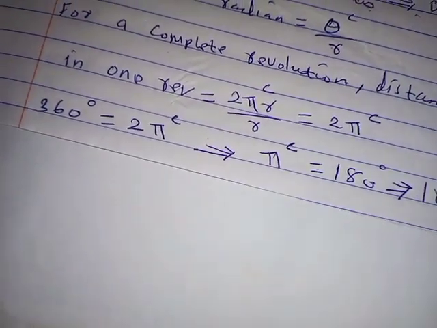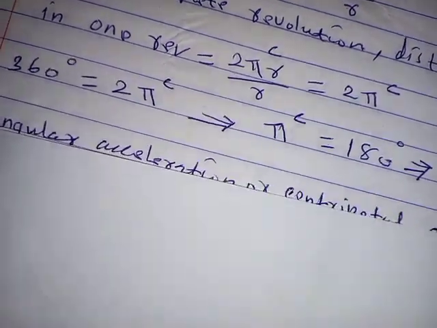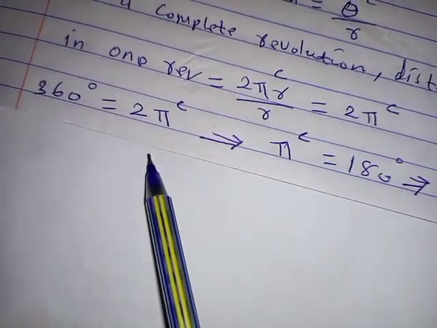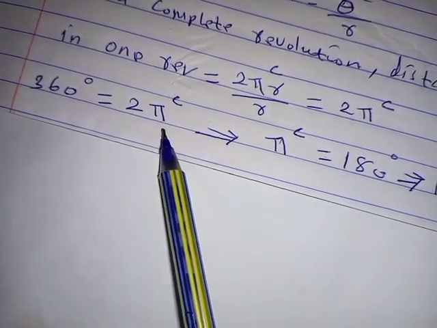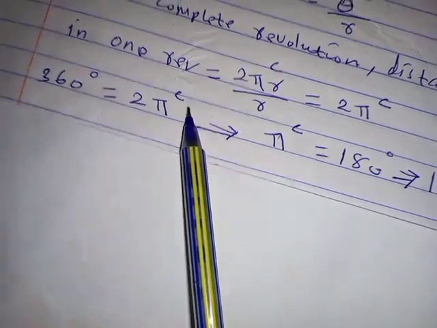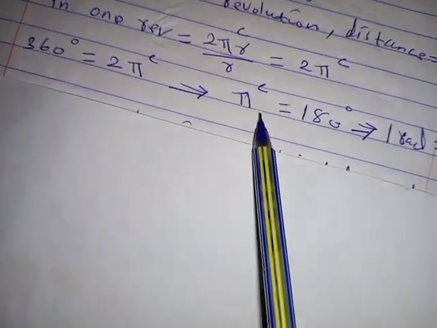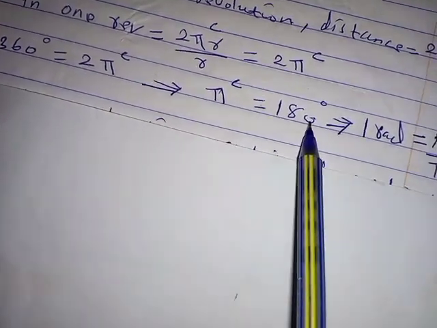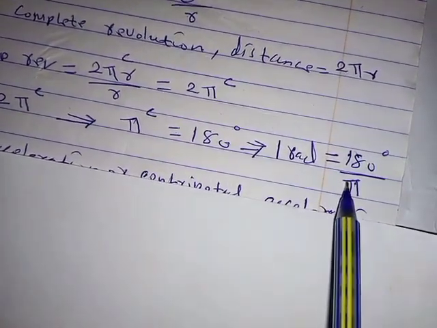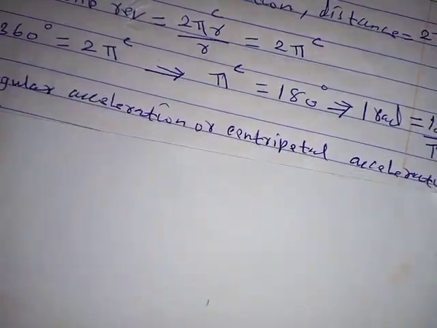Now, we know that 1 circle has got 360 degrees. So 360 degrees is equal to 2 pi radian. We can divide by 2 on both sides to get that pi radian is equal to 180 degrees. 1 radian is equivalent to 180 degrees over pi. That is the relationship.